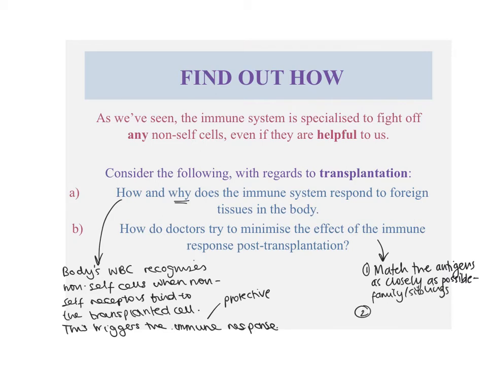And secondly, as I said on the previous slide, we're going to use immunosuppressants. That's special medication that reduces the immune system to stop responses happening. They're drugs that you have to take for life, but I suppose it's a thing that you're willing to accept if it means you can live a little bit longer, I guess.